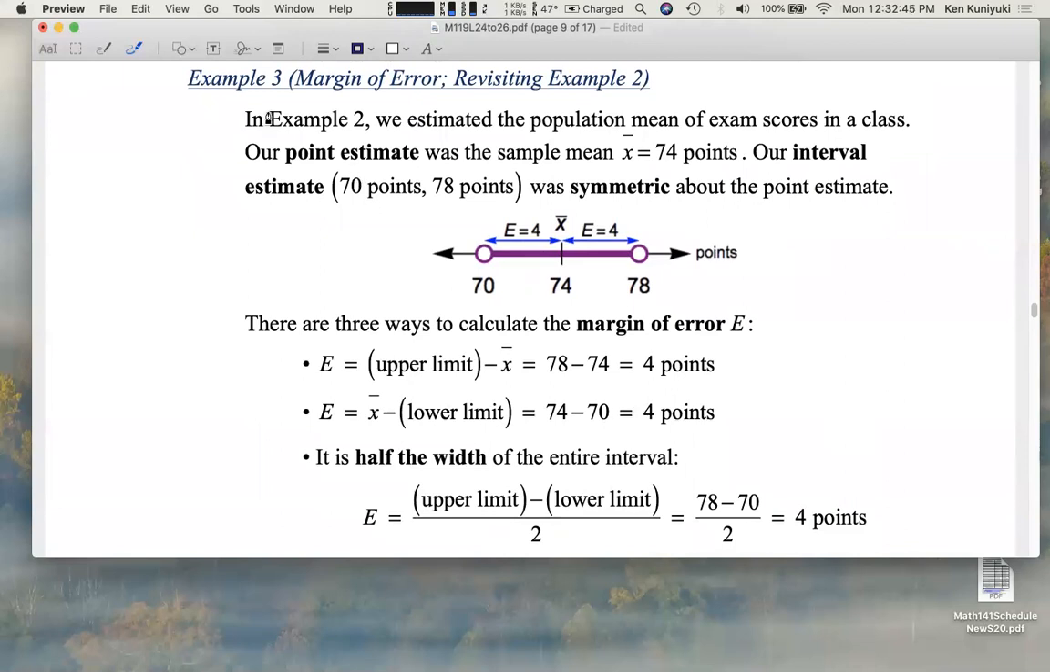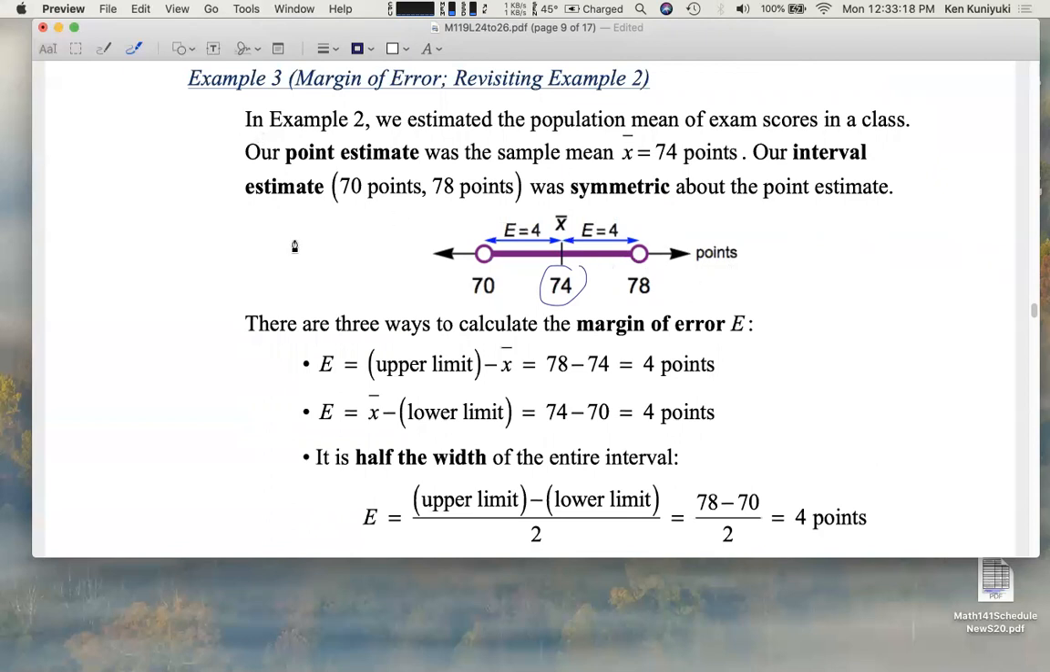Okay, so in example 2, we estimated the population mean of exam scores in a class. Our point estimate was the sample mean. X bar was 74 points. Or you could have calculated that from the limits of the interval. You can take the average of the two limits and get the point estimate, the sample mean. Our interval estimate is symmetric about the point estimate, 74 points, because this is an interval estimate for mu or for p. We have symmetry in those cases, though not for sigma or sigma squared.